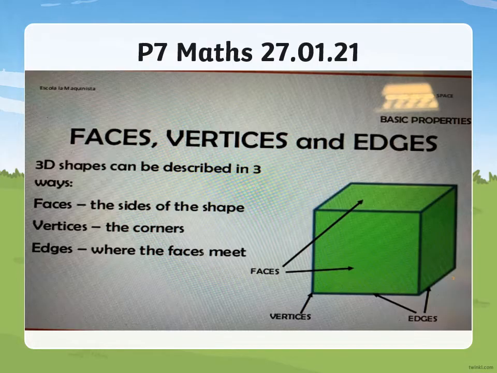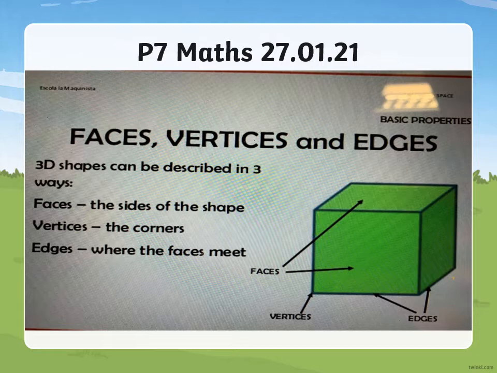Remember, you can pause and replay the videos at any point to help you with the tasks that have been assigned to you today. But first of all, let's have a quick recap of specific shape vocabulary. So it's really important when we are working at second level that we are using the correct vocabulary when we are describing the shapes. So 3D shapes can be described in three ways.